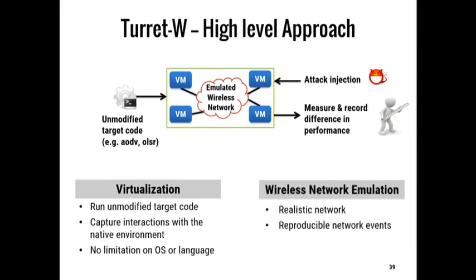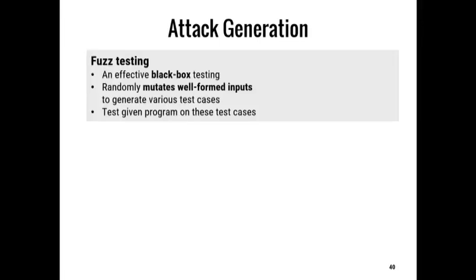On the other hand, wireless network emulation provides a realistic network which is capable of reproducing network events. So now the question you can ask is, how are we generating different types of attacks? Our approach is based on fuzz testing, which has been shown to be a very effective black box testing technique. It randomly mutates some well-formed inputs to create various test cases, and then tests the given program on these test cases.